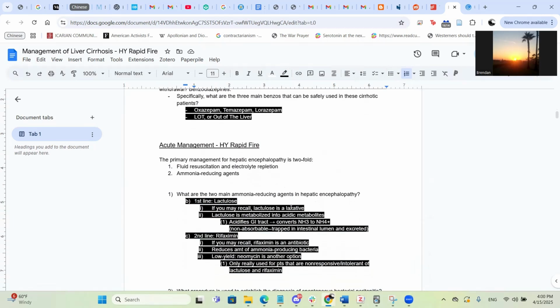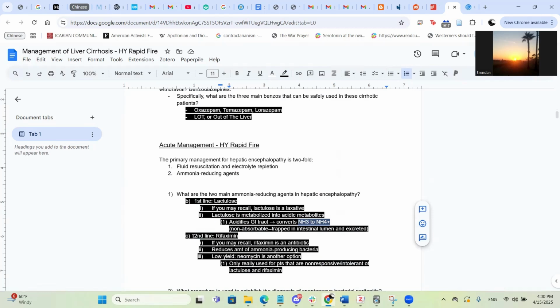If you may recall, lactulose is a laxative, and in this case, it is beneficial for hepatic encephalopathy because it gets metabolized into these acidic metabolites, which acidify the GI tract, and that converts ammonia to ammonium, and ammonium is not absorbable through the GI tract. So it gets trapped in the intestinal lumen and excreted out the body. So there's no more accumulation of ammonia in the bloodstream.